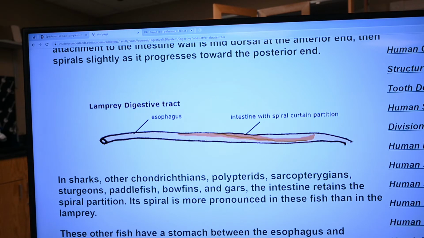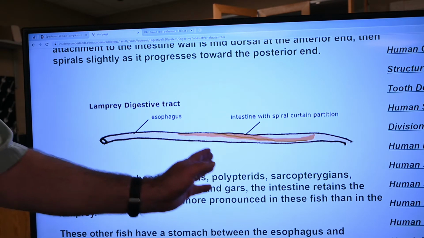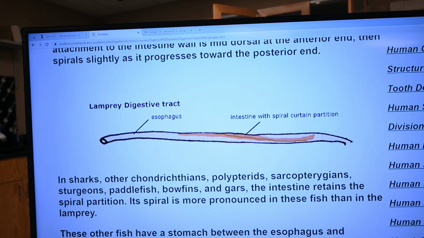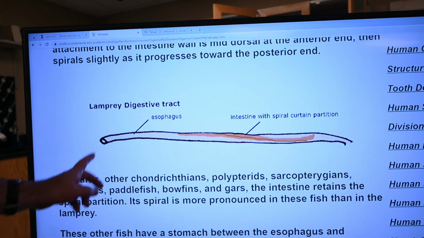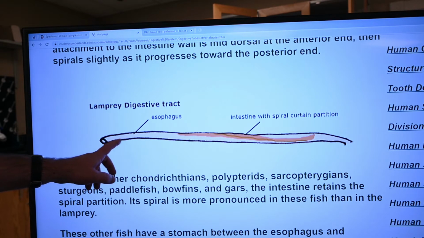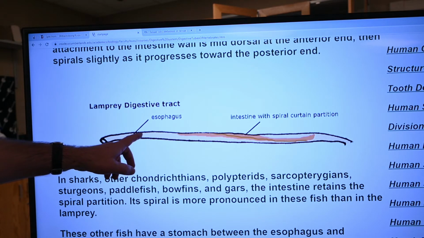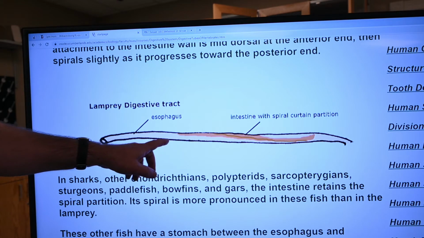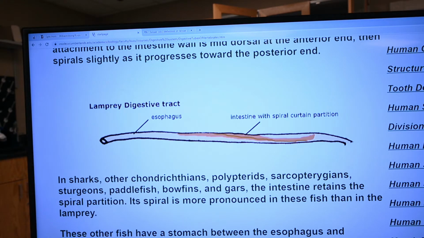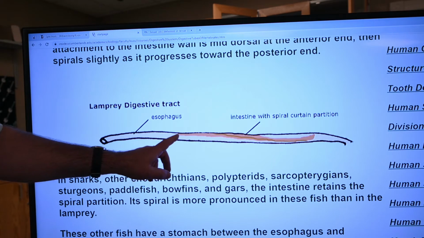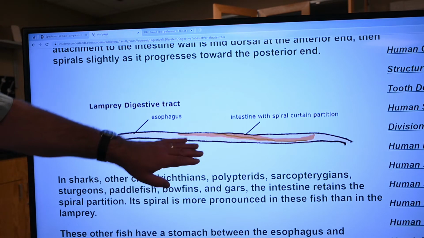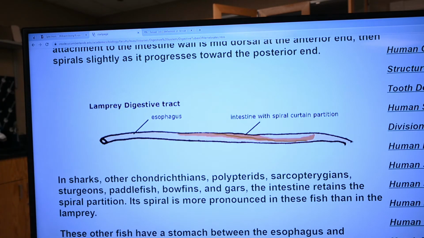We're going to look at examples of different digestive systems, the whole gut tube, in different kinds of organisms now, different kinds of vertebrate organisms, starting with a lamprey. In the lamprey, we have a pharynx region in the front that leads into an esophagus. There's no stomach in the lamprey. And so we just go from this esophagus into an intestine, and in the intestine there's what we call a spiral valve.